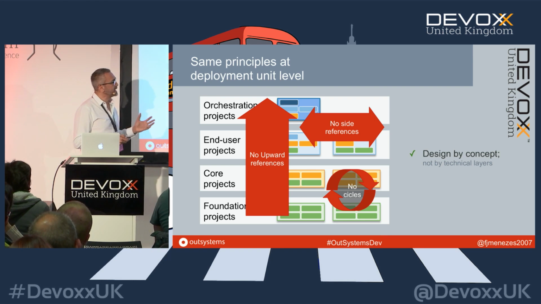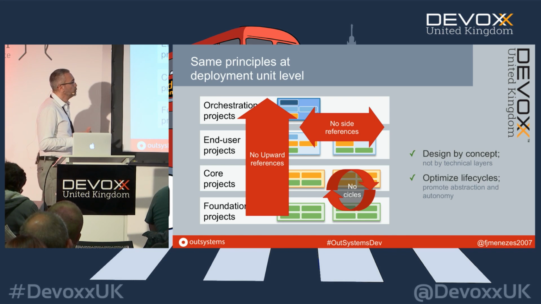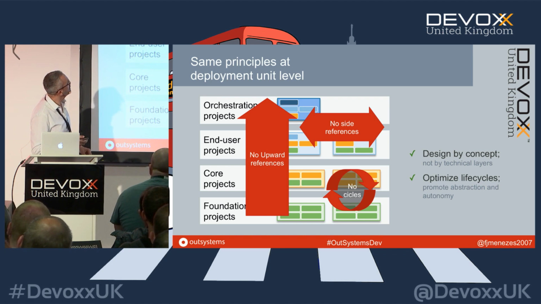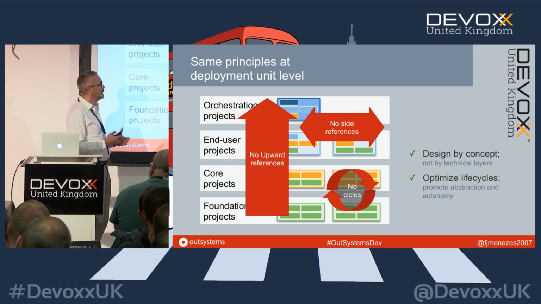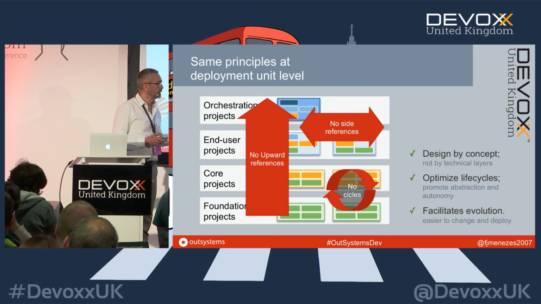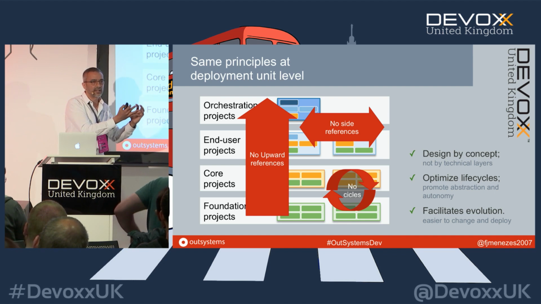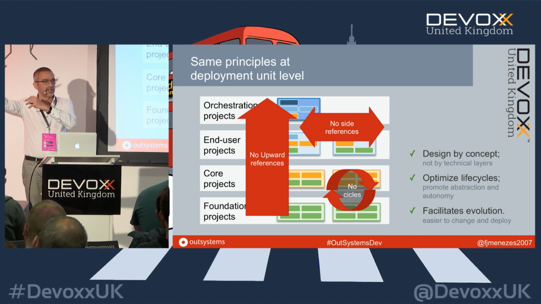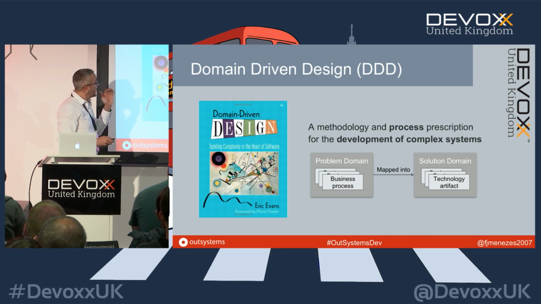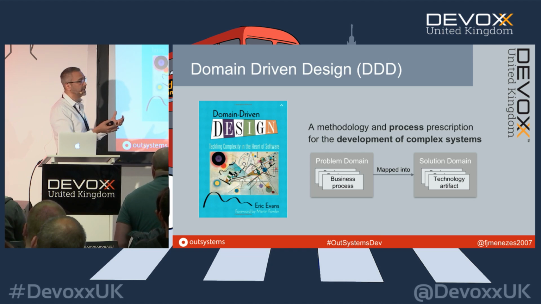Now, with this approach, you design by concept, you abstract concepts, and not by technical layers. You optimize life cycles. If you follow the rules, you will optimize life cycles, promote abstraction and autonomy, and it will facilitate evolution. Every time I need to change something, I know exactly where is the core of that concept, where is the process that I need to change. I know each level, right?